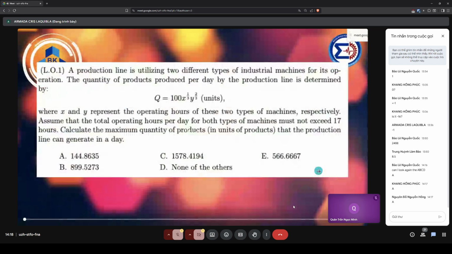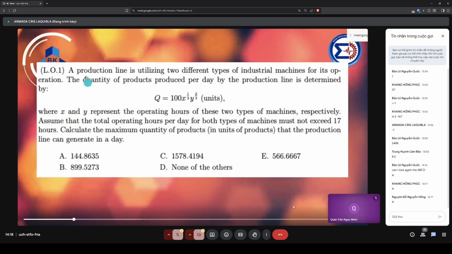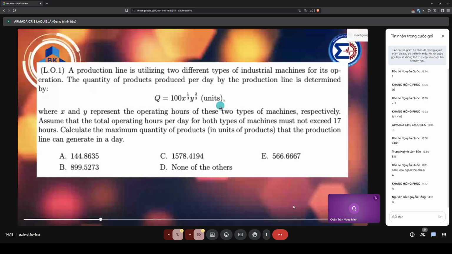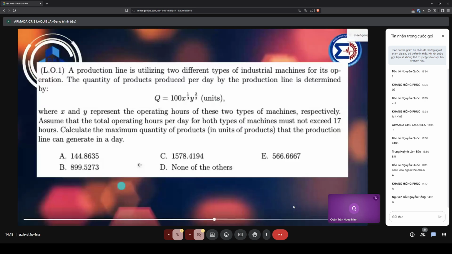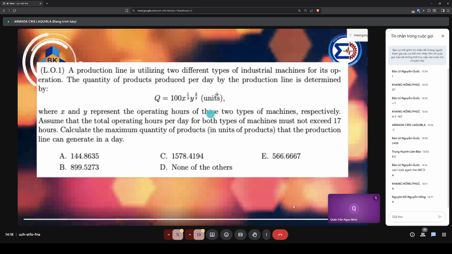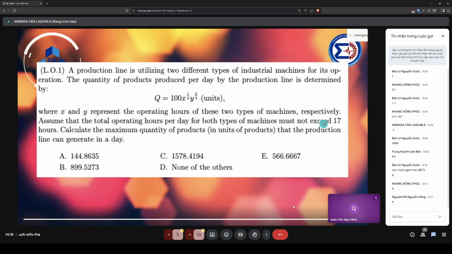Next, you have this question: a production line is utilizing two different types of machines. This time, class, I will give you 5 minutes in each question to answer, and then you write the answer, the letter in your choices. The function is 100 x^(1/3) y^(2/3) units, where x and y represent the operating hours of these two types of machines respectively.